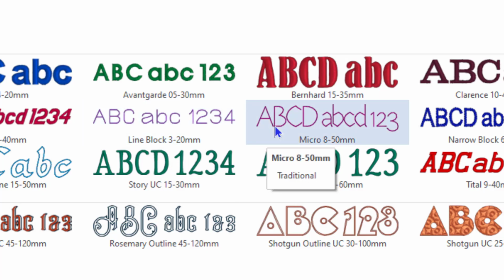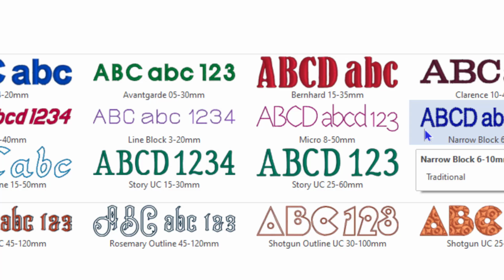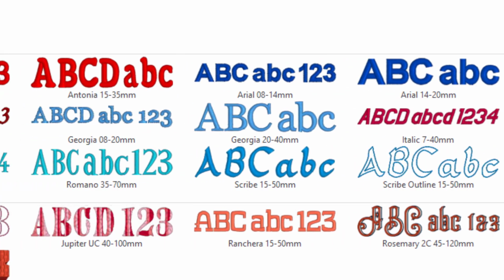Here in the micro category, these range from 8 to 50 millimeters. And here in narrow block, these are a little heavier. These go from 6 to 10 millimeters. So you'll probably want to stitch a few exemplars out in fabric that you might actually use with these fonts to take a good look at them.